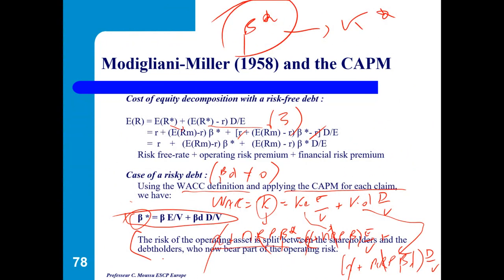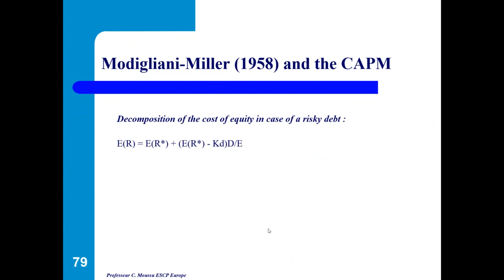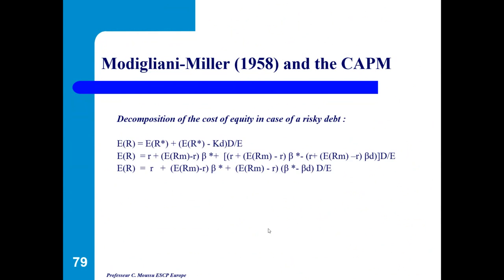Okay, so remember, this is consistent. This is completely consistent with the small case study we saw before: if you leverage and the debt becomes risky, then you split the operating risk between the shareholders and the debt holders, who now bear a part of the operating risk.